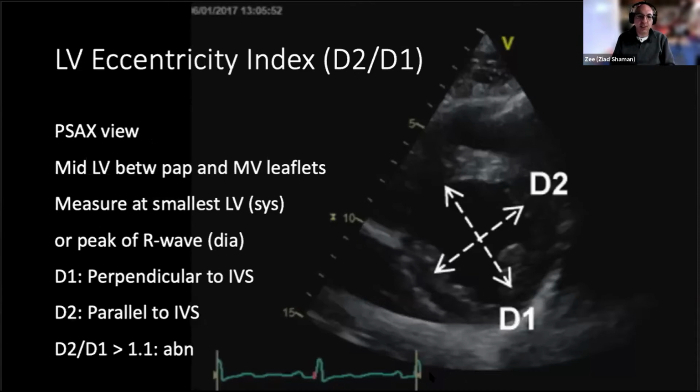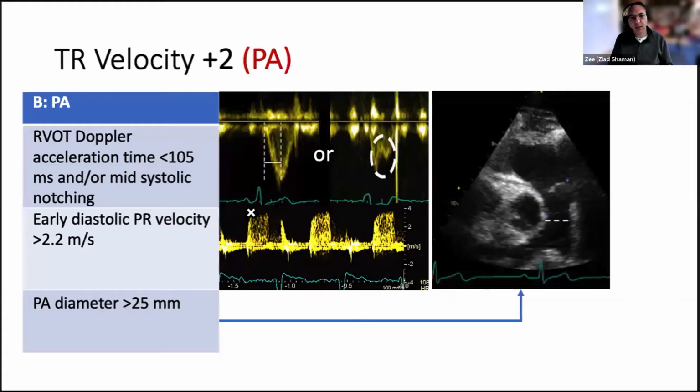The eccentricity index says you measure perpendicular to the septum from a parasternal short axis, and then parallel to the septum, at the mid-papillary level. And if the division of D1 to D2, D2 to D1 is more than 1.1, then this is abnormal. This would be a D-shaped septum.